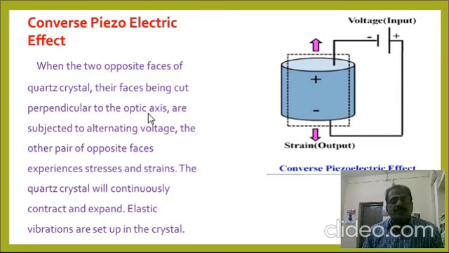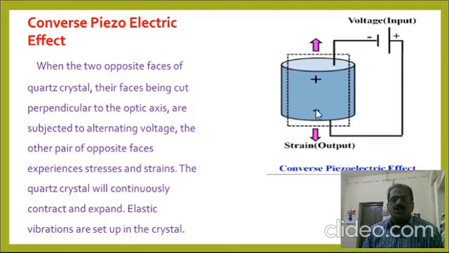Optic axis is nothing but this: if you pass light rays through the quartz crystal in a particular direction, there will be double refraction. But in one particular direction, the double refraction will not take place in the quartz crystal. That is called the optical axis. So we have to cut the quartz crystal perpendicular to the optic axis. This is a quartz crystal which is cut perpendicular to its optic axis.